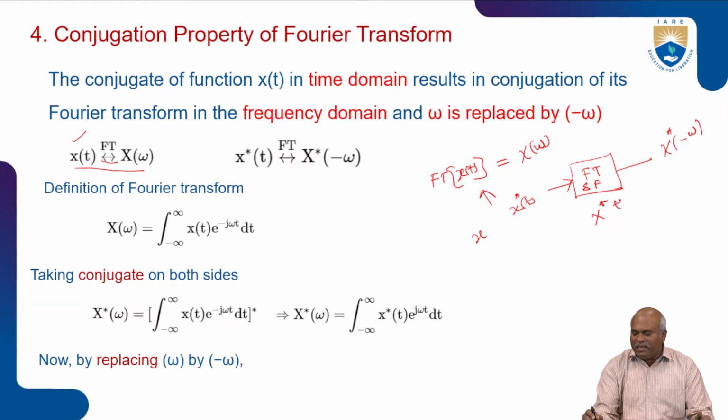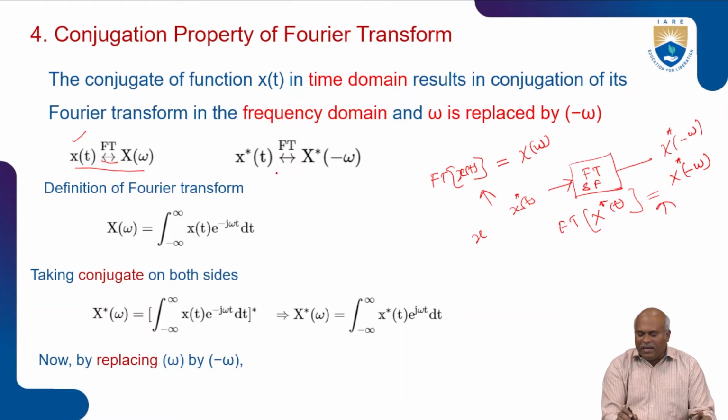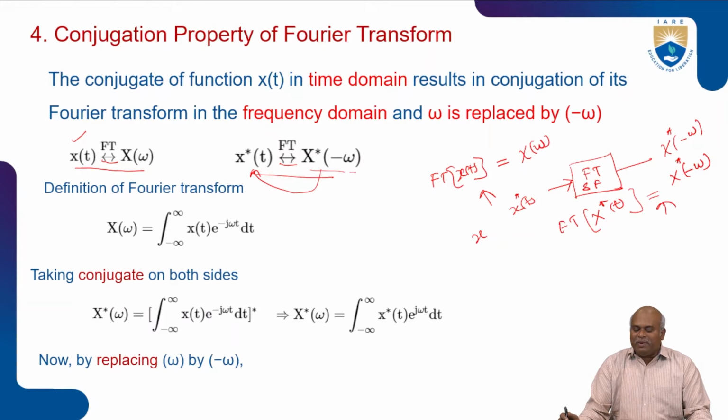So x star of t, on taking the Fourier transform, produces the output X star of minus omega. If we take the inverse Fourier transform of X star of minus omega, we get x star of t. That's why I am using arrows on both sides. This is the conjugate property in mathematical representation.